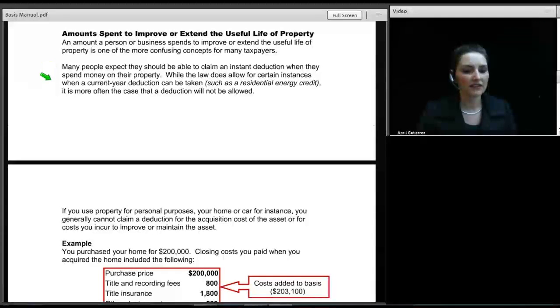So while the law does allow certain instances when a current year deduction can be taken, such as my client installed brand new high efficiency windows, or put on a heat reflective coating roof, or installed geothermal heat, or put in a wind turbine to provide electricity for the house, those are examples of expenditures that are allowed an instant deduction or credit on the return, but most of the time nothing like that is allowed.